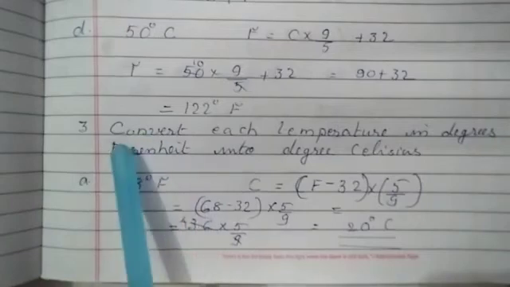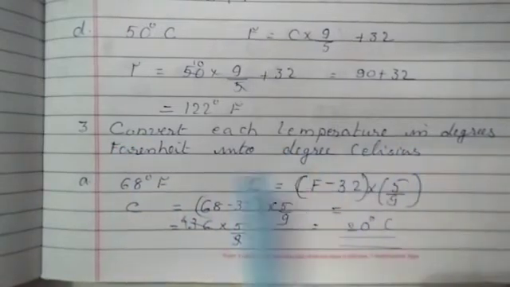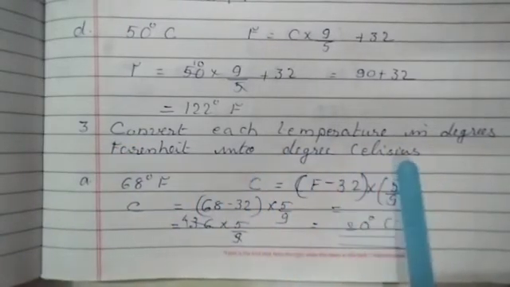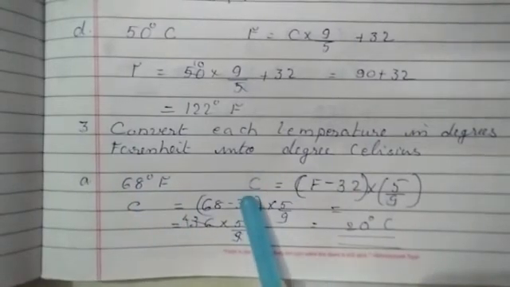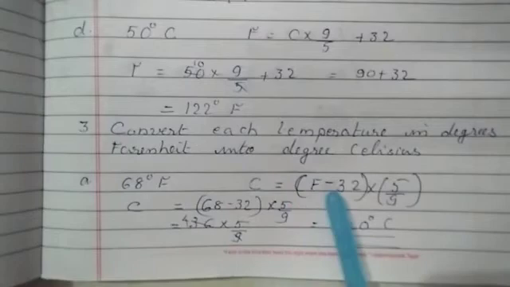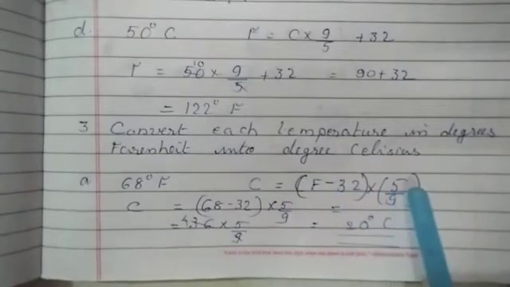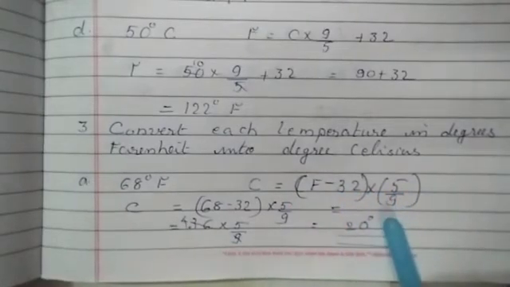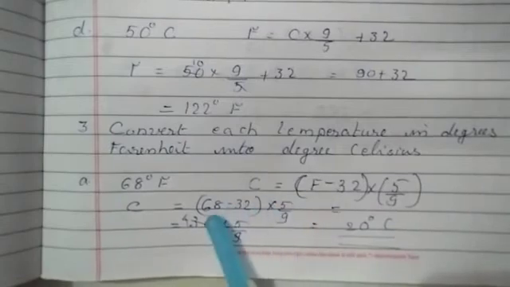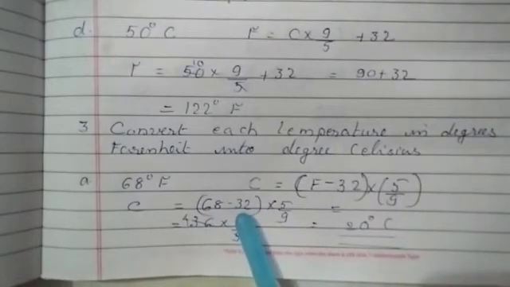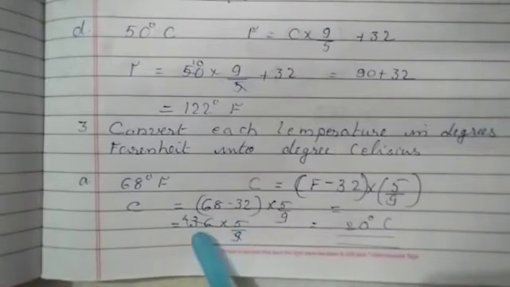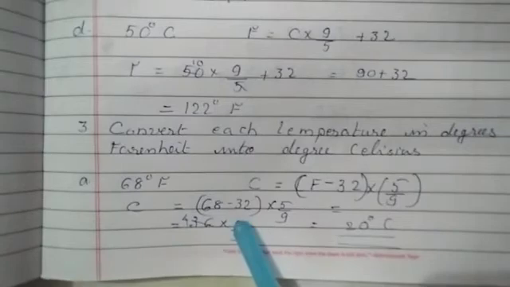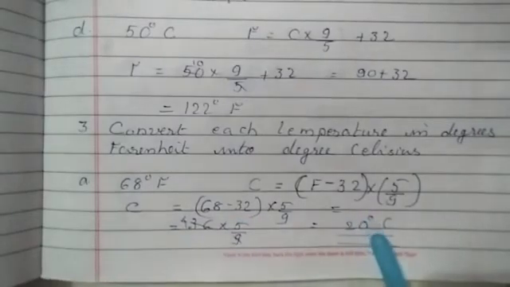Next question. Convert each temperature in degree Fahrenheit into degree Celsius. Here Fahrenheit is given. The formula is C equal to F minus 32 into 5 upon 9. Then F is 68. 68 minus 32 equal to 36, into 5 upon 9. 36 and 9 are solved here. Then 4 into 5 equal to 20 degree Celsius.